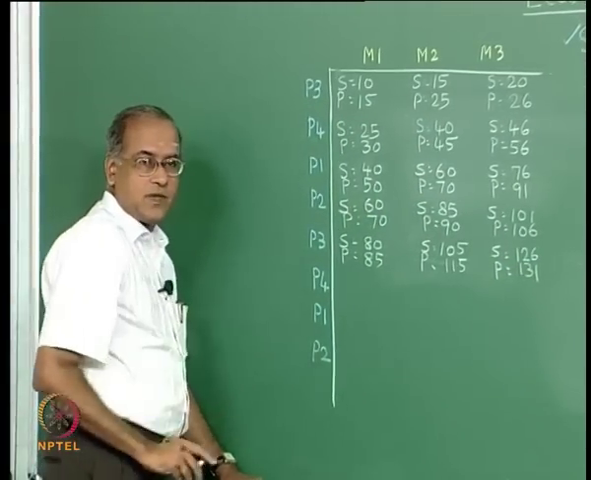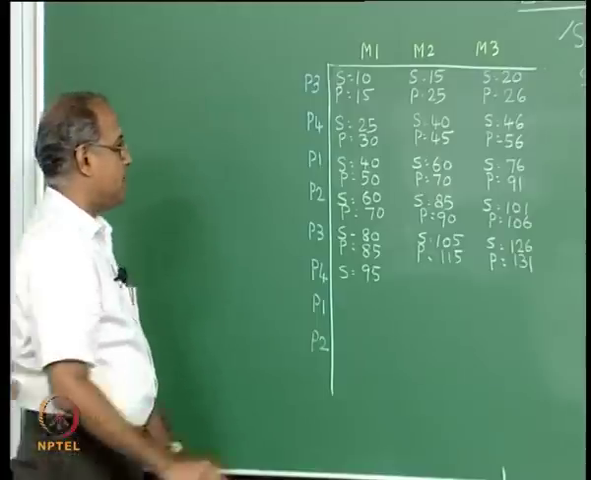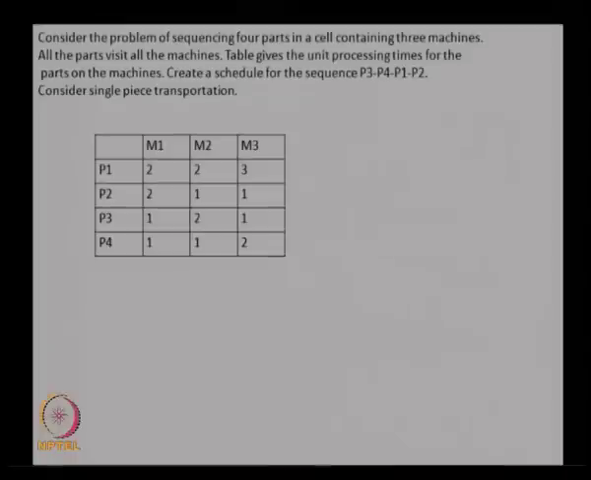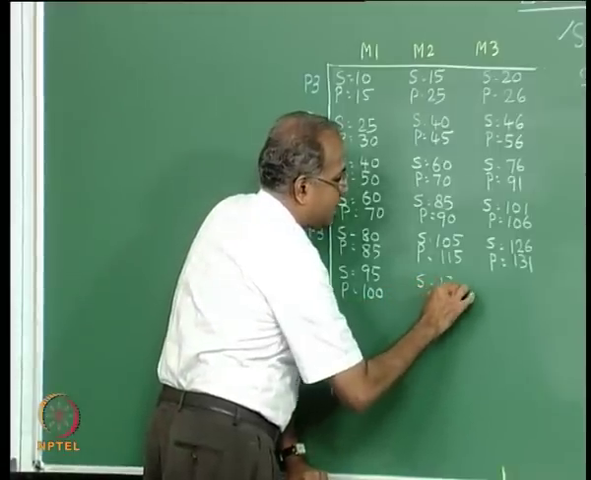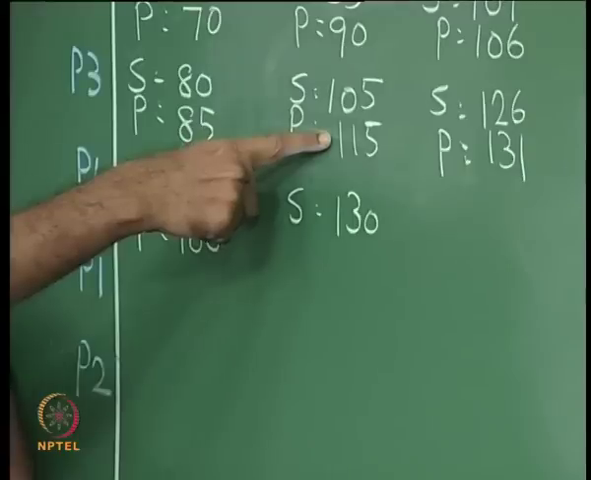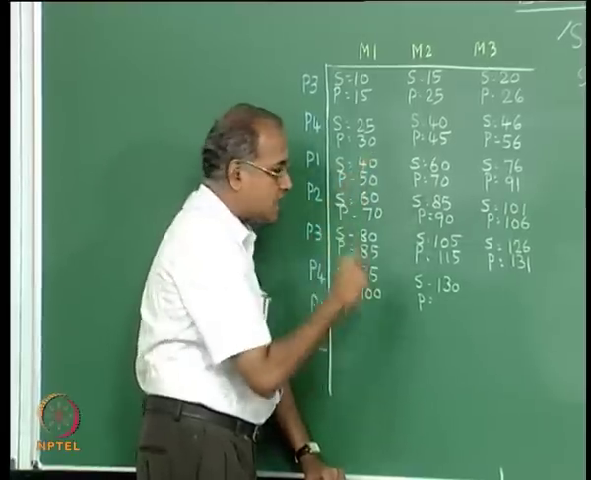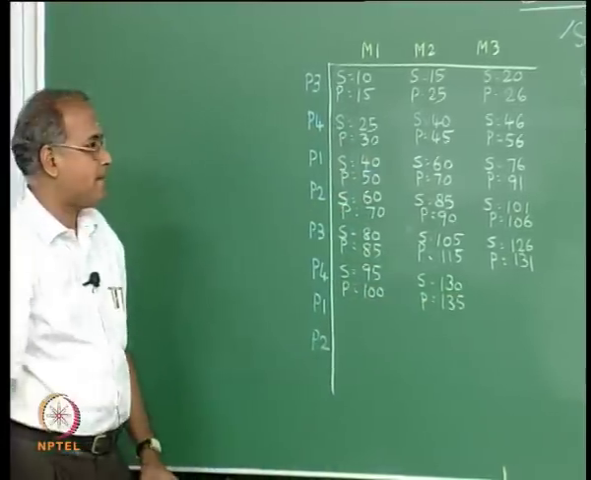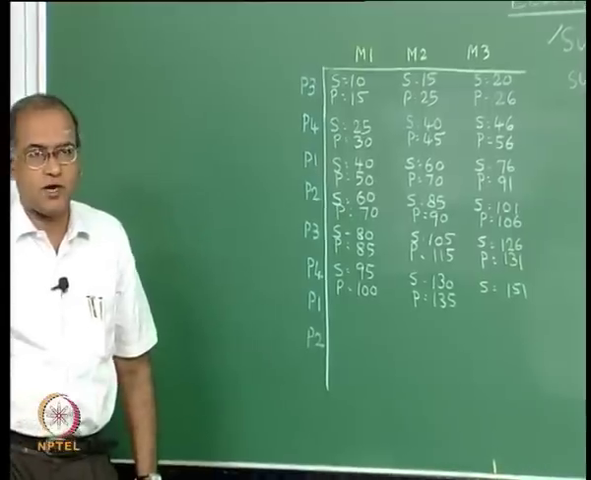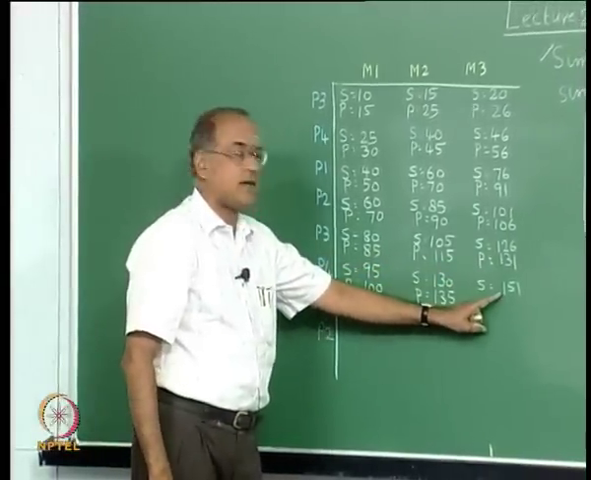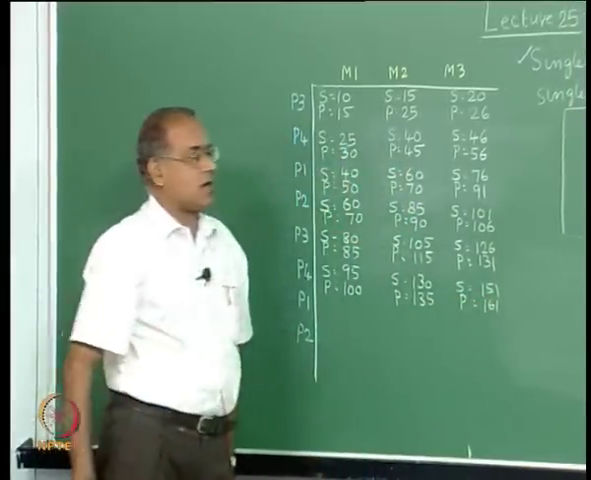Now we go to P4, production is over at 85, so setup is over at 95, processing P4 unit processing time is 1, so this will be over at 100. So here setup will be over at 130 because 115 it is over plus another 15, 130. Unit processing time on P4 is still 1, so 135. Now here setup is over at 151, 131 plus 20, 151. For P4 unit processing time is 2, so this is over at 161.